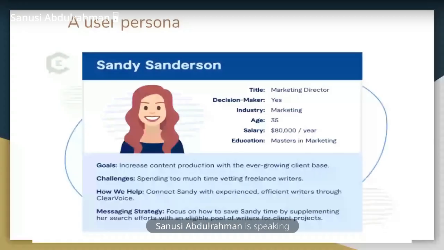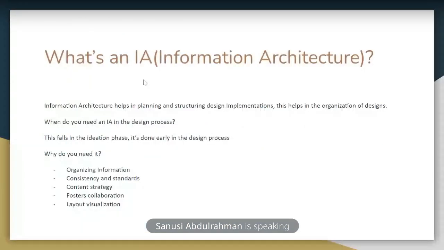So the goal shows what. So we want for information architecture. Information architecture helps in planning and structuring design implementations. This helps in the organization of design.